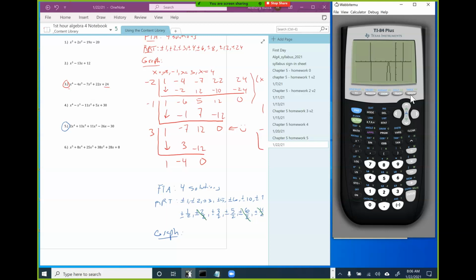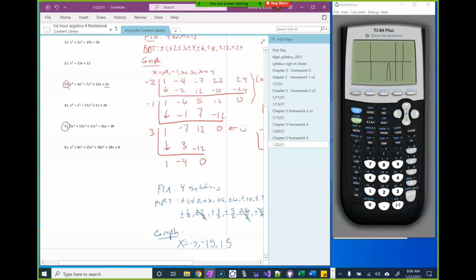So let's look at what we got here. That looks like negative 1, negative 2, negative 3, negative 4, negative 5. Negative 1 and negative 2 looks like about halfway in between, so I'll say negative 1.5. And then that looks like halfway in between positive 1 and positive 2, so I'll call that positive 1.5.